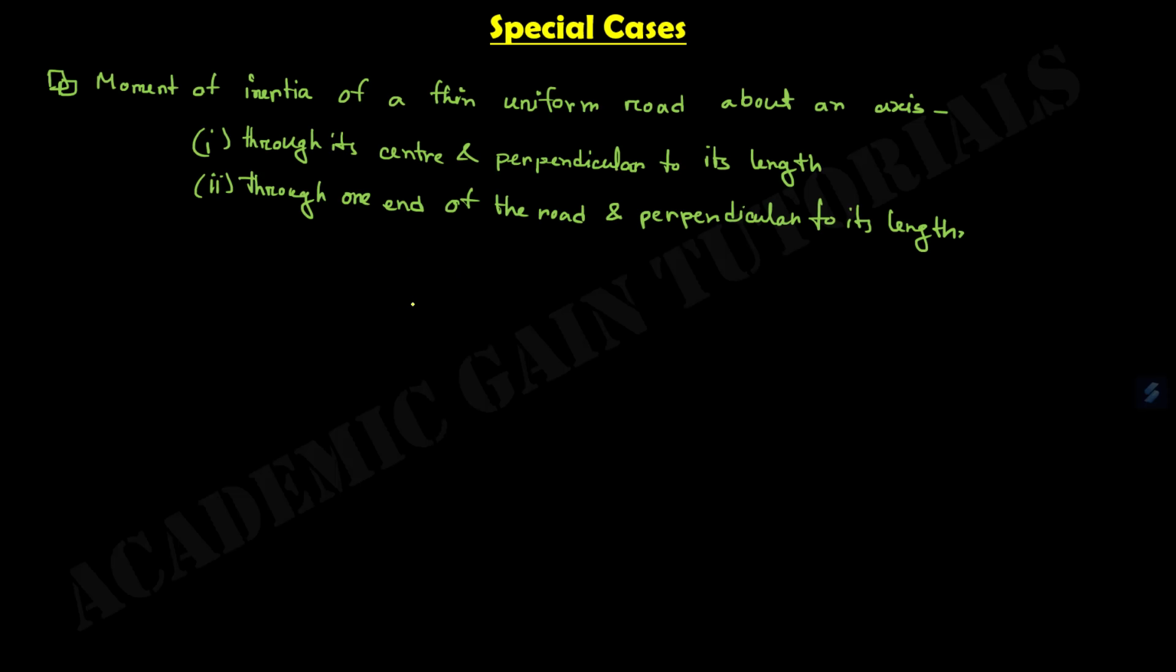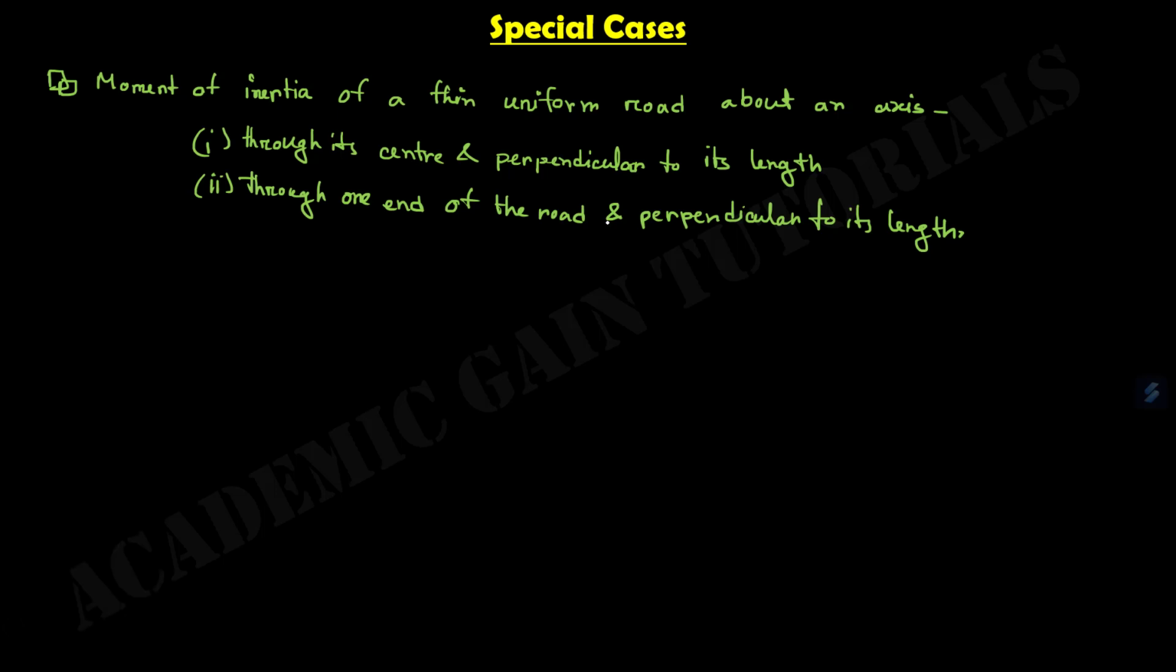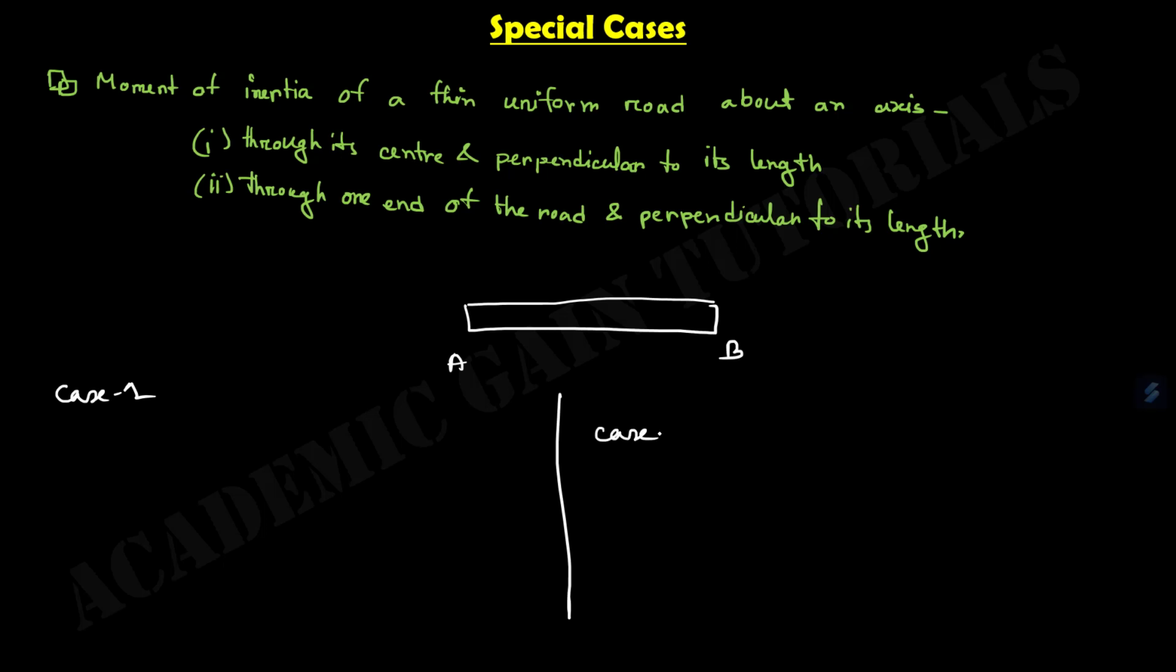We will continue to find out moment of inertia for some special cases. Here, our special case is we have to find out the moment of inertia of a thin uniform rod. Suppose this is our thin uniform rod AB, and for that we have two cases. This is case 1 and this is case 2, and the length of this rod is L.